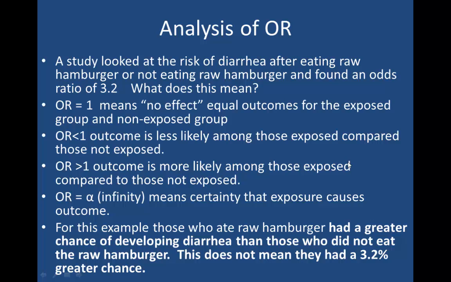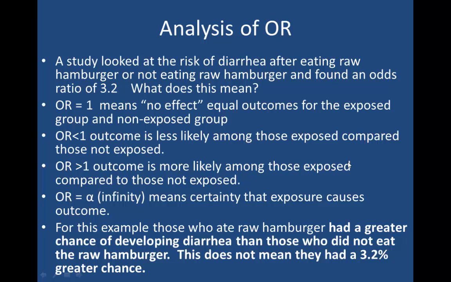What does that mean? Well, an odds ratio equal to 1 means there was no effect. Remember, anytime you have an odds ratio, if you had 3.2 divided by 3.2, it would be 1, meaning there was no difference. If the odds ratio is 1, it means there's no difference between the treatment group and the control group. If the odds ratio is less than 1, it means the outcome, in this case diarrhea, was less likely among those who ate the raw hamburger compared to those who did not.